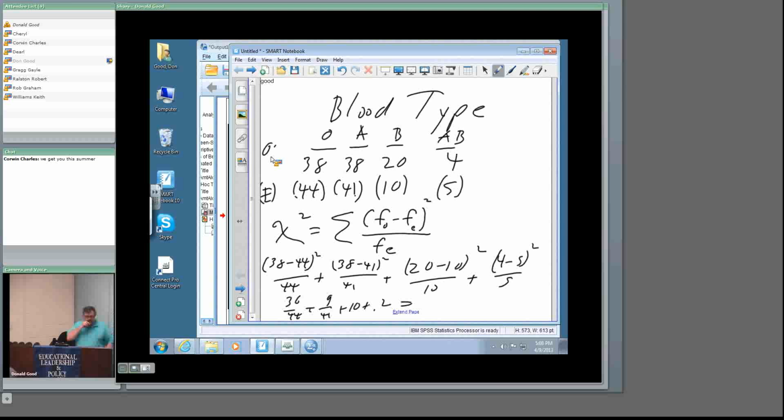So my chi-square value is going to be whatever 36 divided by 44 is, plus whatever 9 divided by 41 is, plus 10 plus 0.2, and I get a chi-square value of 11.237, more or less. Anybody amen that or not? Okay, good. I see the number, and I see a couple of yeses. So there's my chi-square number.